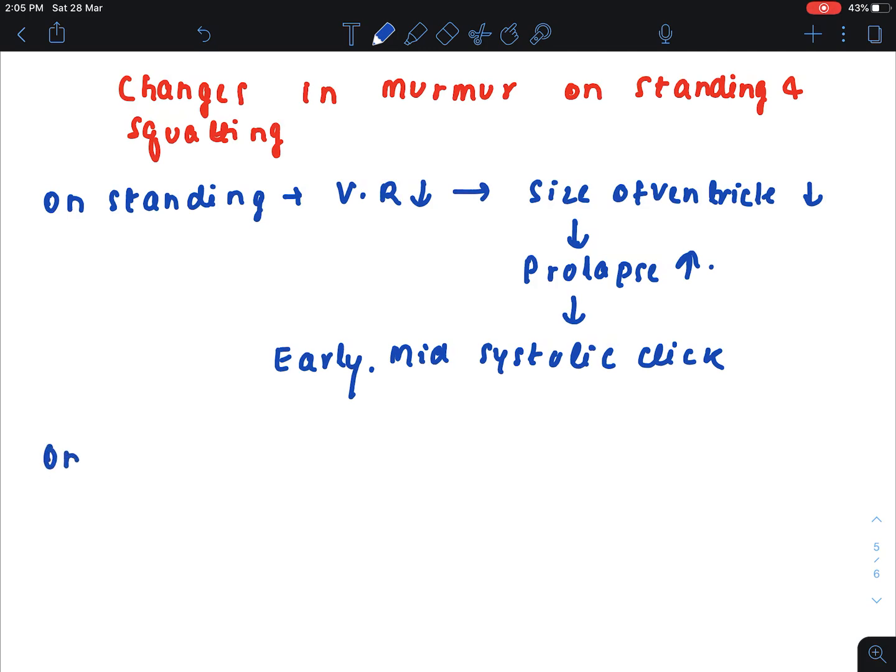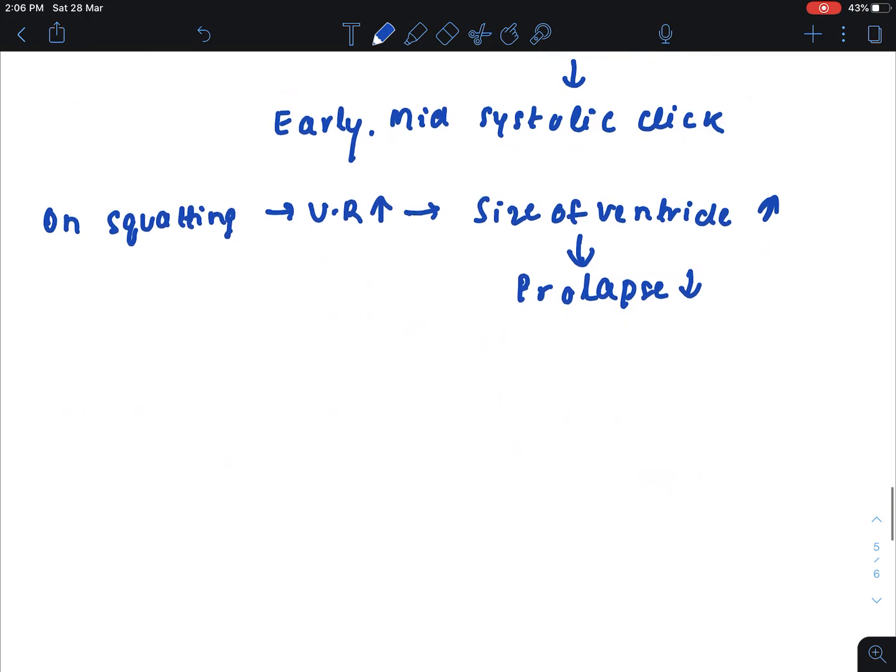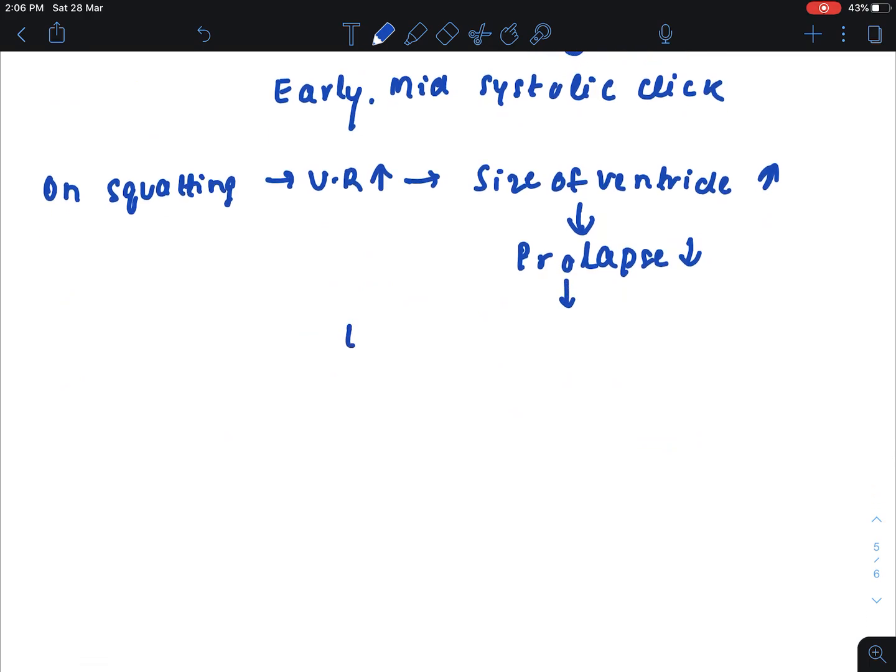But if the patient is squatting, there will be an increase in venous return, therefore the size of the ventricle will increase. Therefore there will be a decrease in the chance of mitral valve prolapse. Then we will get a late mid-systolic click.